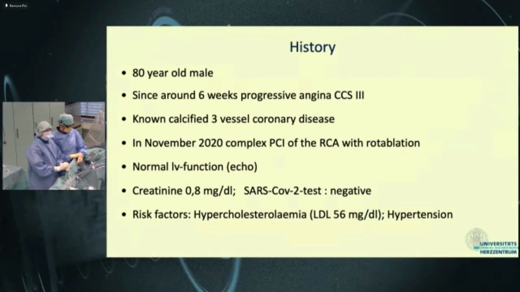So he is here because of symptoms. He has a known calcified 3-vessel coronary disease, and in November, a few weeks back, Kambis performed a complex PCI of the right coronary artery with rotablation, and we saw in this patient a lot of calcium. It was clear the next step will be even more difficult. At the moment, the patient has normal LV function.